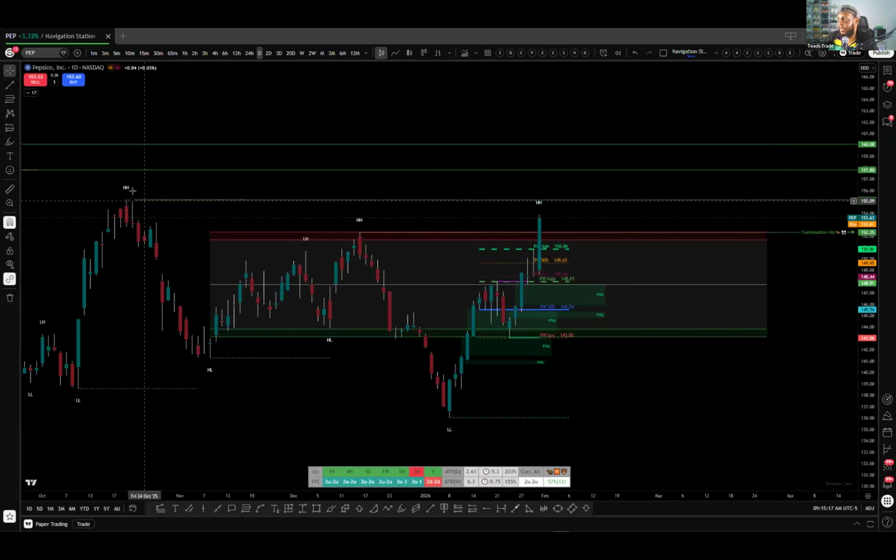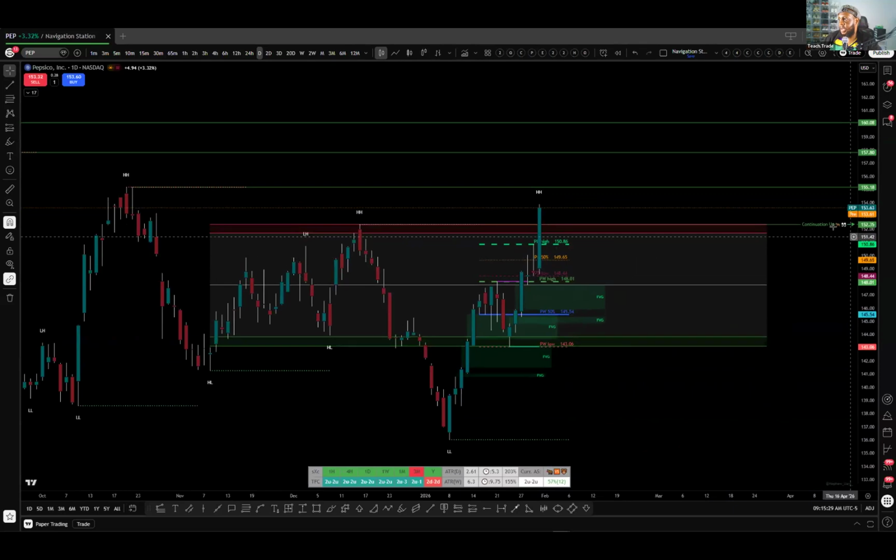But next level, we want to see if it can hold above that 155. What will it do around this level? If it respects it as resistance, then we could see a revisit to the box and go back down to 152. But if it holds above it, we could see it continue higher, see that 157 and 160 on PEP.